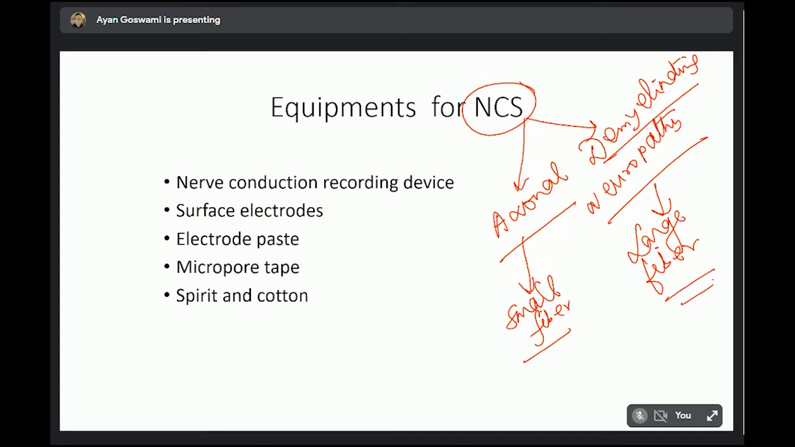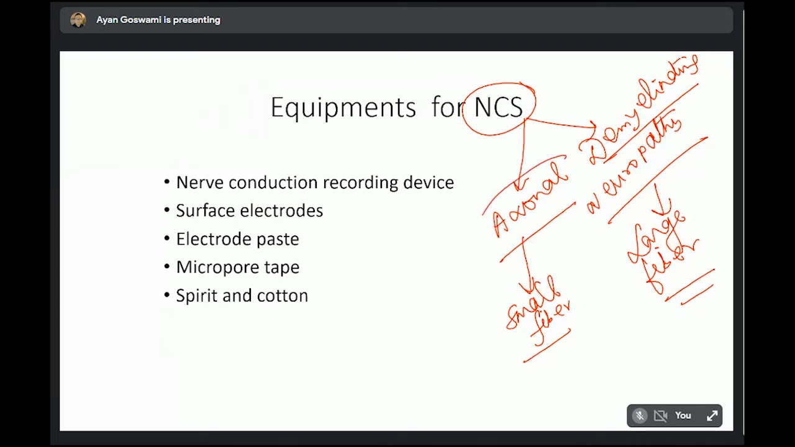Right. Demyelinating means myelination must be present for it to be destroyed, okay? So where does myelination occur? In large fibers, right? So demyelinating neuropathy is usually large fiber neuropathy, but large fiber neuropathy might be axonal or demyelinating, right?